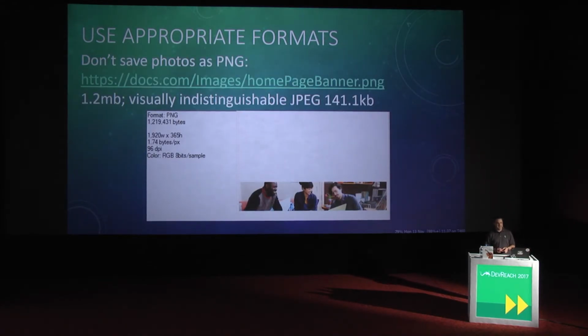Here's an example. There's this photo. This was part of the docs.com. It was a 1.2 megabyte JPEG of these guys that are just sitting around being office workers. If you compressed it with JPEG, it's 141K, visually indistinguishable to a human.